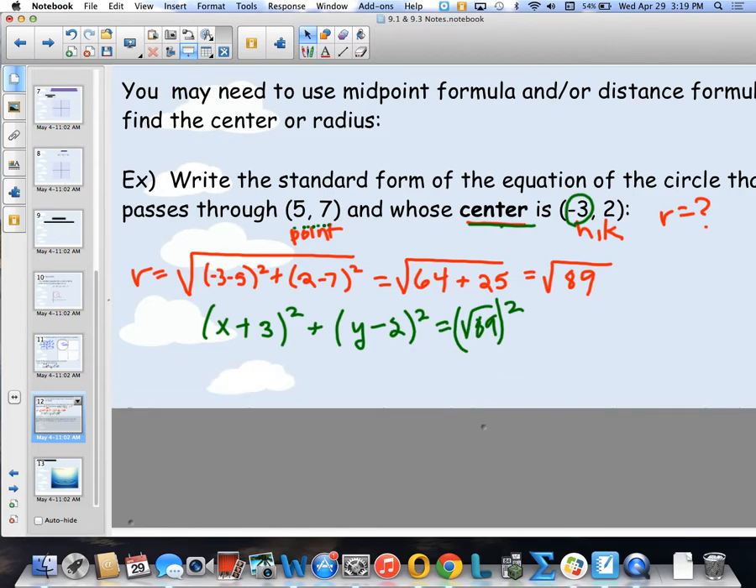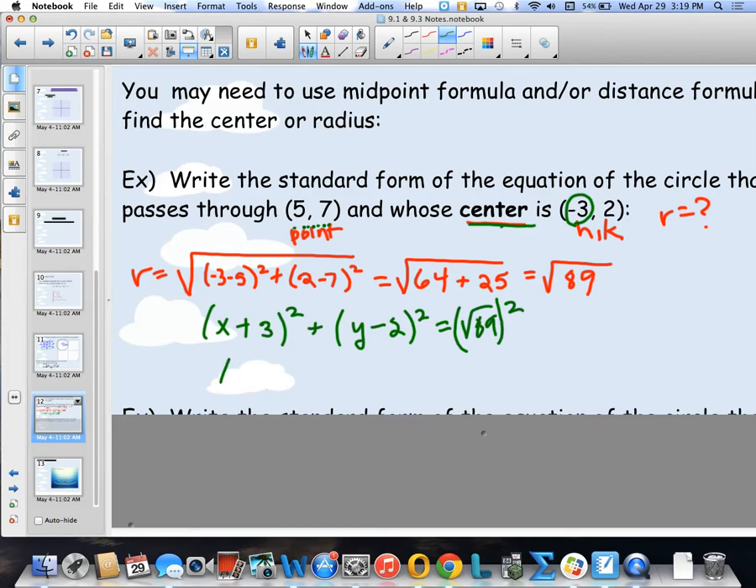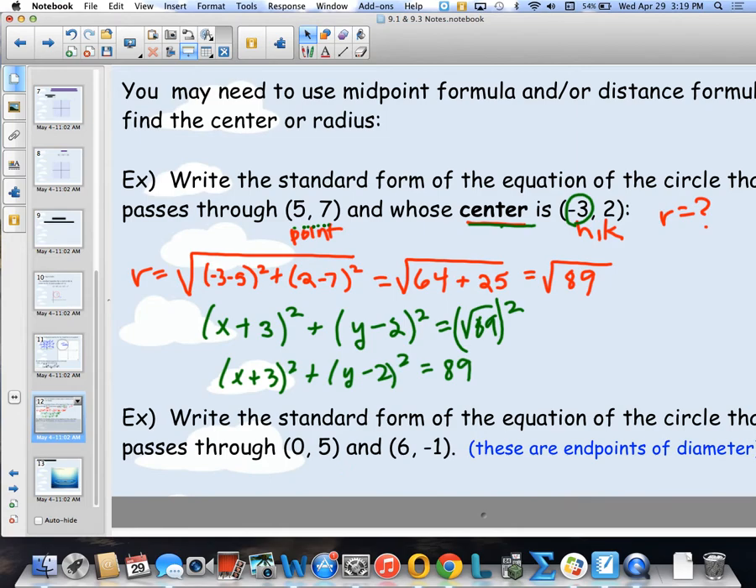So let's go ahead and simplify this a little bit. This would end up being (x plus 3) squared plus (y minus 2) squared equals, what would the square root of 89 squared be? Plain old 89. Those two cancel each other. And there's the equation of our circle. This one was just a little more work than the last one because we didn't have the radius. We had to figure that out.